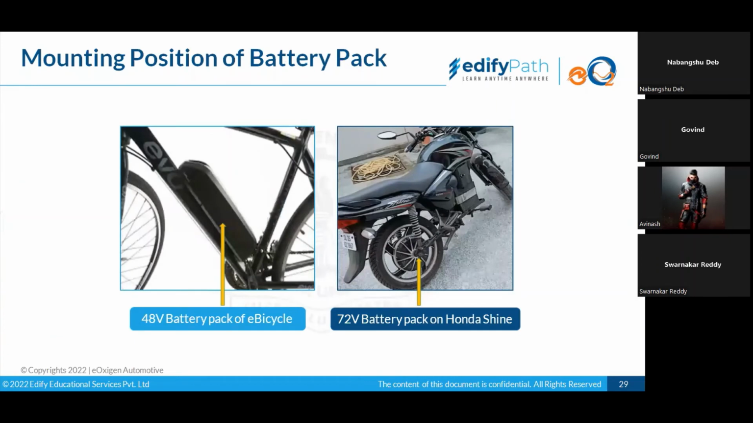So, mounting position of a battery. Now, a typical example we have given of a hub motor. Then again, if you talk about cycles, you place your battery pack somewhere over here. It is detachable, you can lock it.